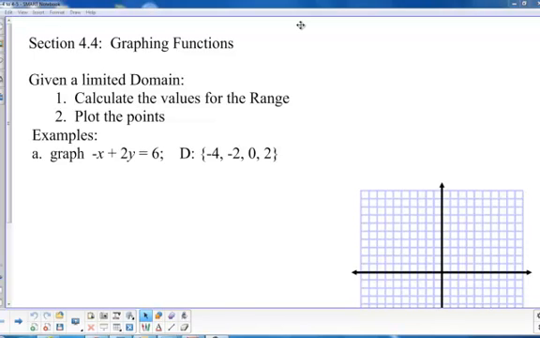All right, welcome back. Tonight we're going to do sections 4.4 and 4.5. And this is on trend lines and domains and scatter plots.